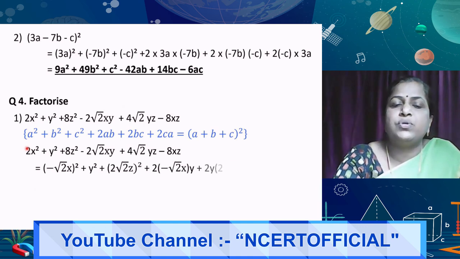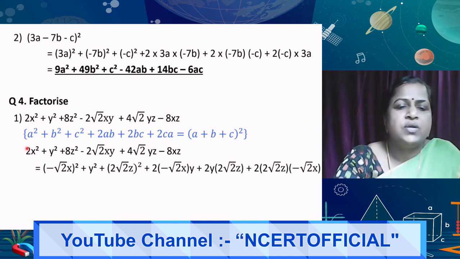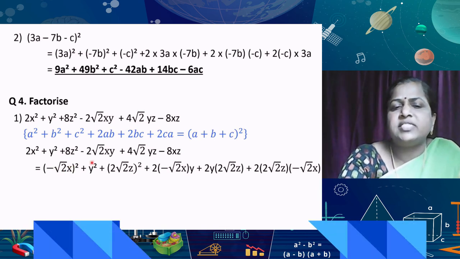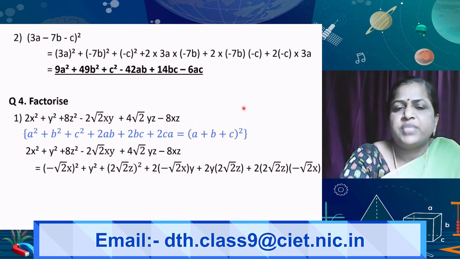That is root 2. Root 2 into root 2 is 2. So, we can write it as minus root 2x the whole square. How is the minus coming? Listen here, all of you. Here, two terms are negative: this one and the last term.